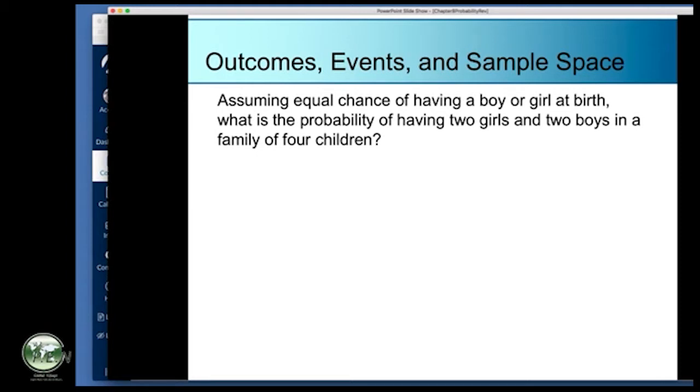So let's just ask this question. Assuming, and remember that word assuming, it doesn't mean it's true, it's just that we're going to think that it's true, that we have an equal chance of having a boy or a girl at birth. What's the probability of having 2 girls and 2 boys in a family of 4 children? So just on the surface, 2 girls, 2 boys, out of a family of 4. What's your gut instinct saying would be the probability for that to happen?